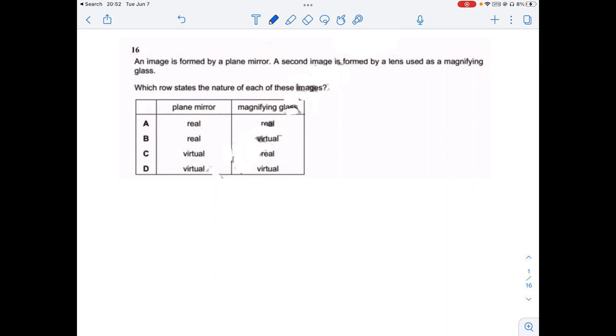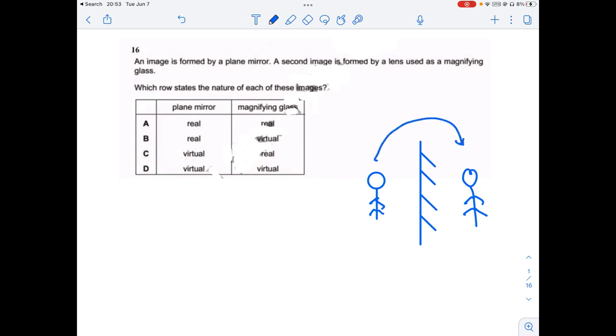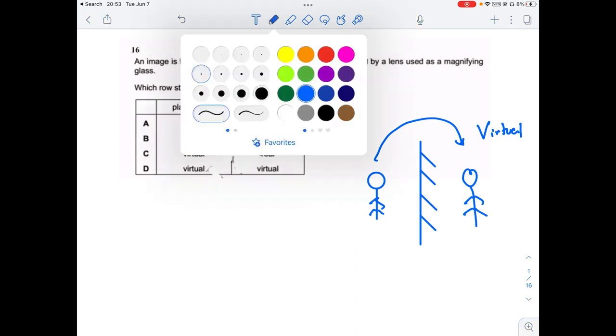The second image is formed by a lens used as a magnifying glass. State the nature of each of the images. So we know that when I take a plane mirror, and if we place an object in front of it, we get an image in the mirror. But this image we cannot touch, or capture on a screen. Therefore this image is always going to be a virtual image. For a plane mirror, it's always a virtual image.